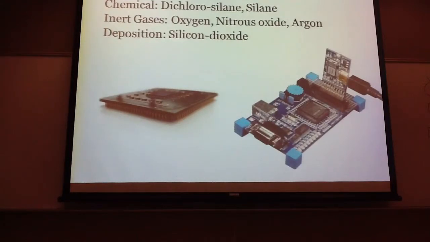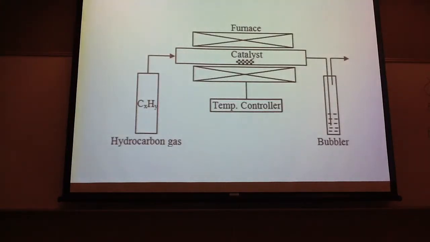And then another application of plasma enhanced chemical vapor deposition is semiconductors, where you can use dichlorosilane and silane and inert gases and have a reaction, and it's used very commonly in a lot of semiconductors. And then, of course, the whole reason that this presentation was started, you can use plasma-enhanced chemical vapor deposition to form carbon nanotubes, CNTs.